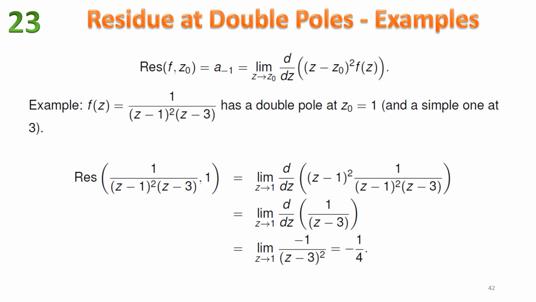So the derivative will be minus 1 divided by (z minus 3) whole square. When we substitute z equal to 1, 1 minus 3 will be minus 2, square will be 4. So minus 1 upon 4. This becomes the residue.